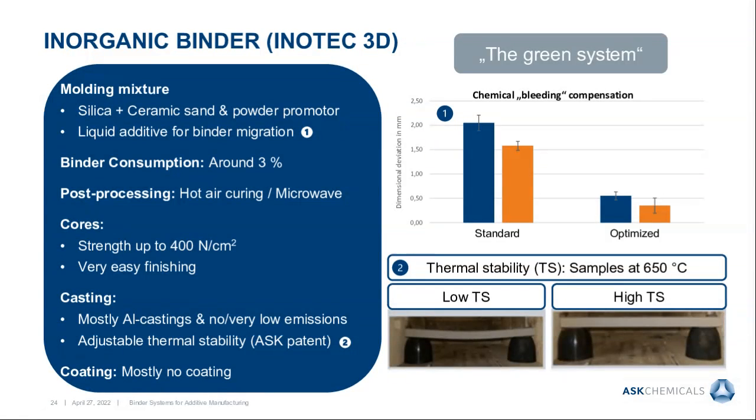Those are simple testing bars which are put on two anchor points and then placed in an oven at 650 degrees C. So without adjusting the thermal stability, after a period of time, the test bars will bend under their own weight. By adjusting the thermal stability, this behavior can be compensated for, and therefore the samples remain stable. In terms of coating, mostly there are no coatings used in this kind of application.